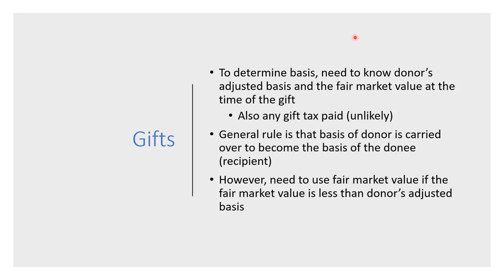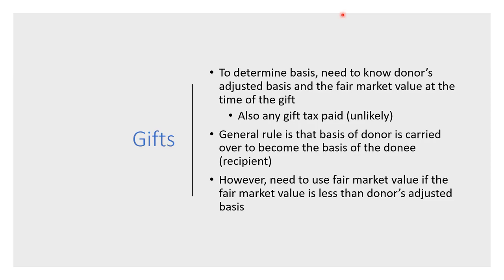To figure the basis of property received as a gift, we must know its adjusted basis to the donor just before it was given to you, its fair market value at the time it was given to you, and any gift tax paid on it. So in other words, we need to know adjusted basis of the donor, fair market value of the asset at the time it was given, and any gift tax paid on it.